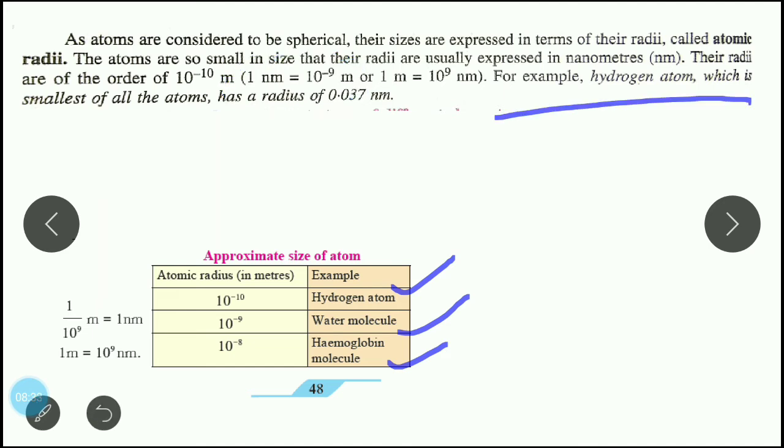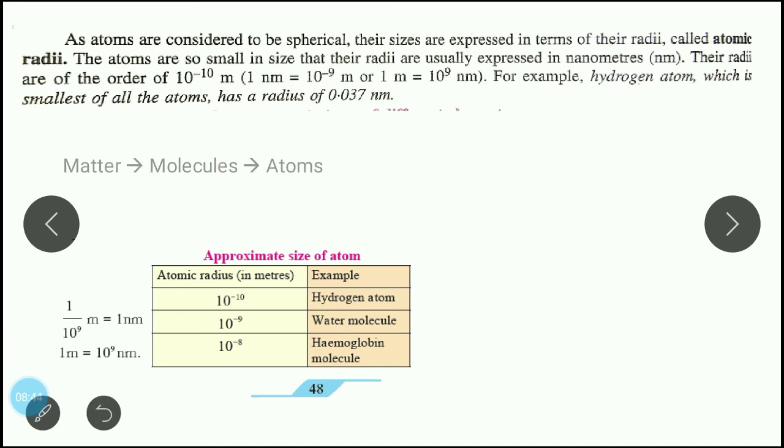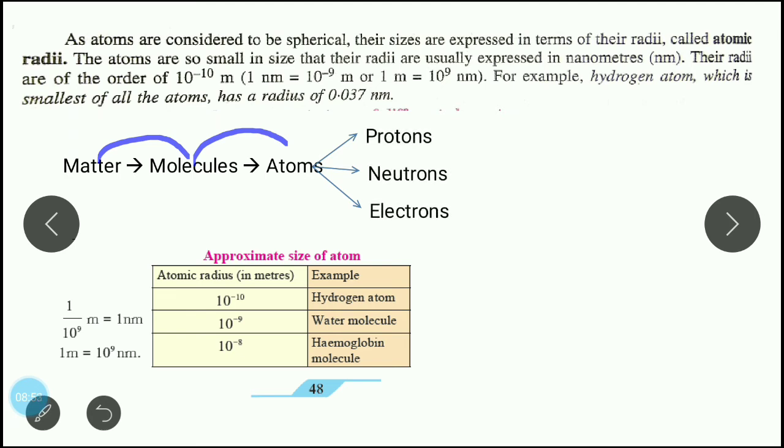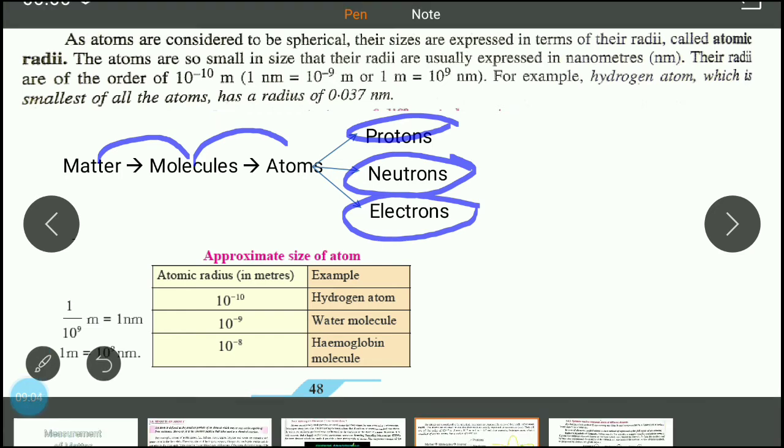For example, hydrogen, which is the smallest of all atoms, has a radius of 0.037 nanometer. Now obviously some of you may be wondering how the atom looks, because we know matter is made up of molecules, and molecules are made of atoms, and this atom is further made of protons, electrons, and neutrons. This is very important to understand, and this is how it looks.